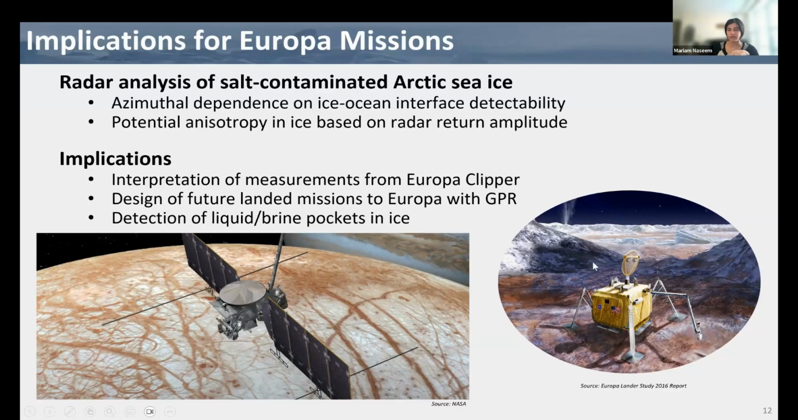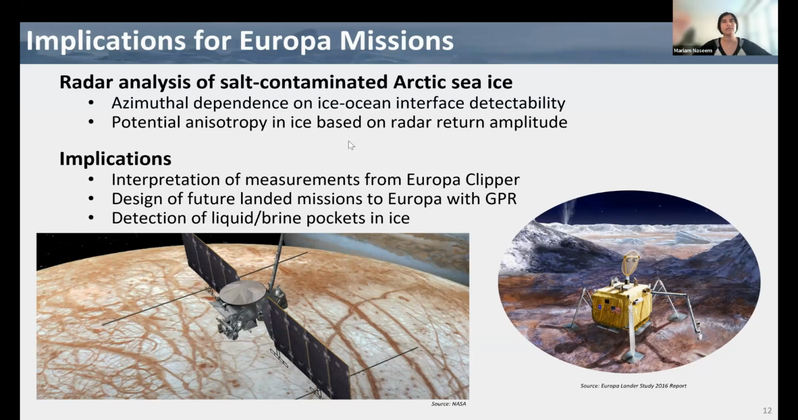By doing these radar scans on Earth, we begin to see this relationship between how you do your radar scan. There's a dependence between the azimuth of the radar scan and how well you're able to detect your ice-ocean interface. And if you recall, mapping that thickness of ice is important for Europa Clipper as well. Understanding that influence of directionality and the internal sea ice structure on detection by radar will help missions like Europa Clipper that also have radar instruments understand if they need to be doing their radar orbit traverses in certain orientations, potentially interpreting that data, and also for future landed missions.